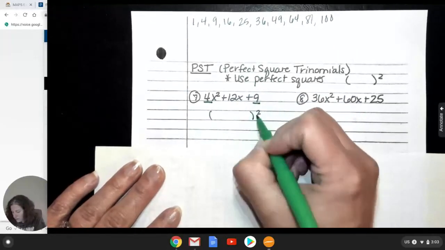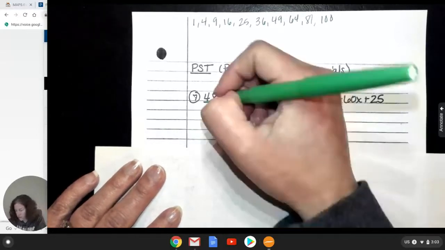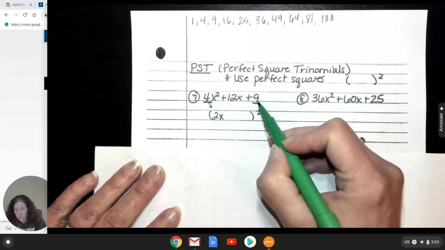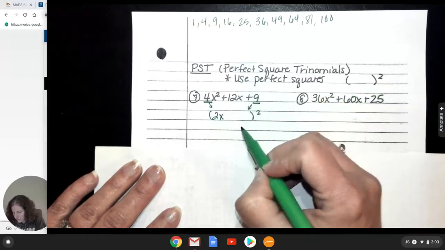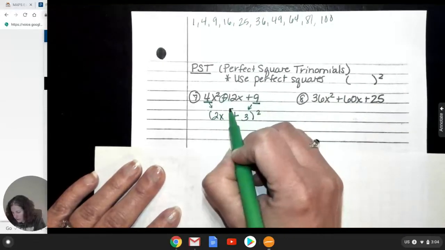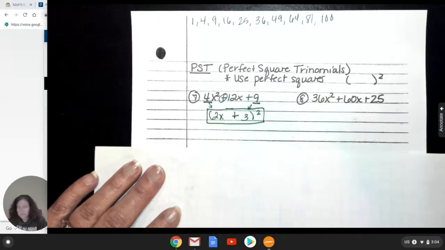So all we do is take the square root of the first one, so that would be 2x. We take the square root of the last one. That would be 3. And you bring down the first sign. That's it. That's your answer.